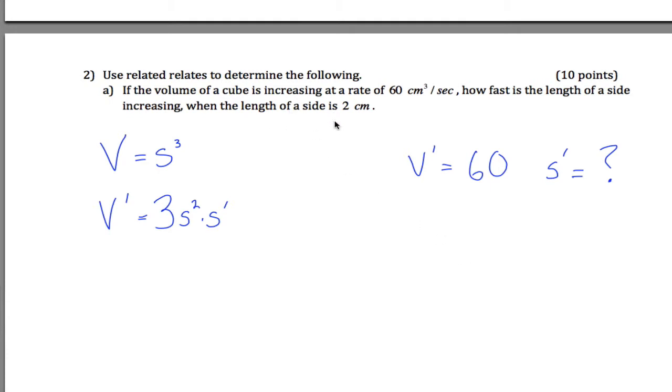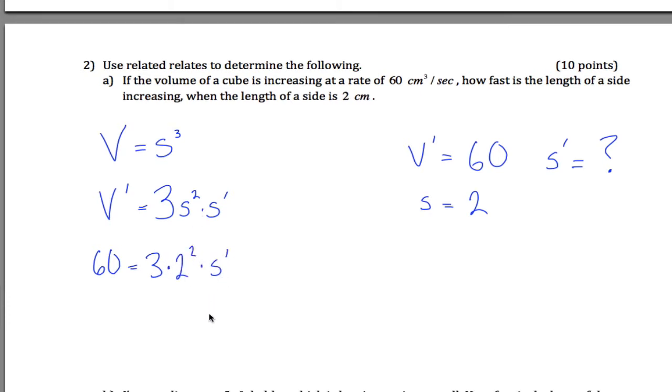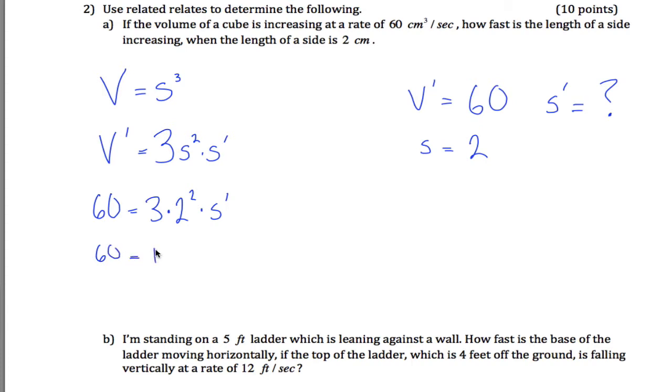And it's telling me that the length of a side right now is 2. I want to know how it's changing when it is 2. We'll plug in the values over here. V prime is 60. S is 2. So what I get is that 60 equals 12 s prime, 12 being 3 times 4. And so if you divide both sides of the equation by 12, you get s prime equals 5. Which is perfectly fine. I don't care about units. Maybe I'll say, or 5, what am I talking about here? Centimeters per second. But I'm fine with this being your answer.